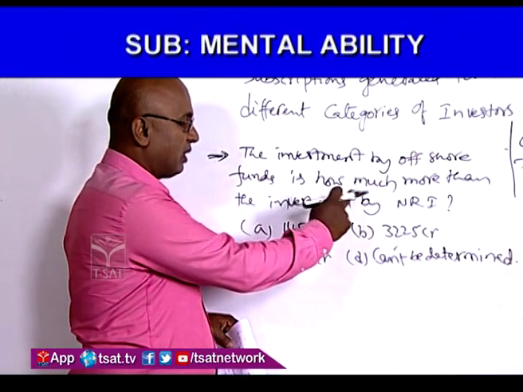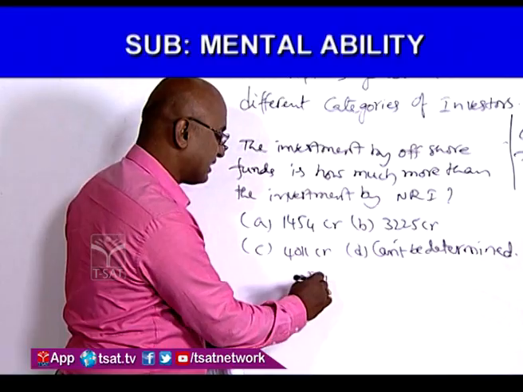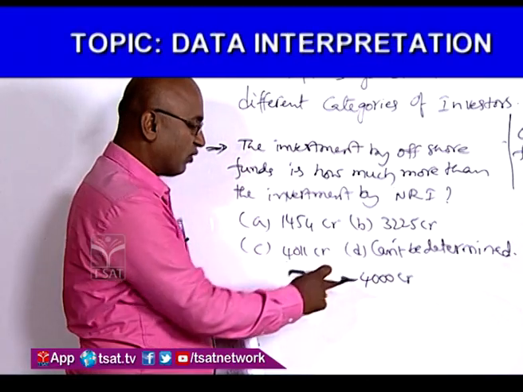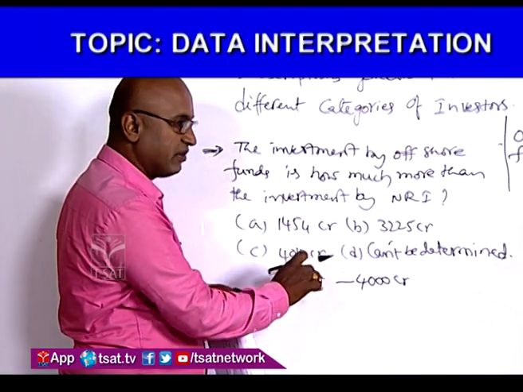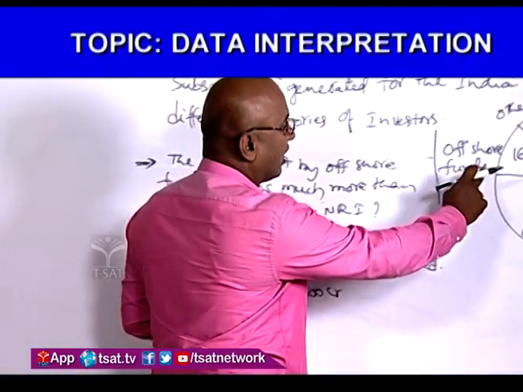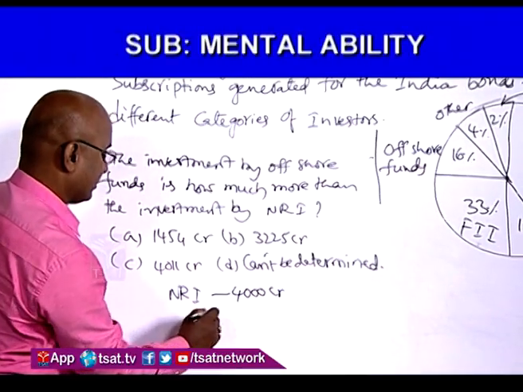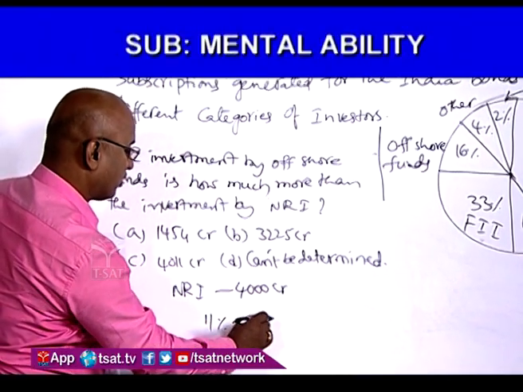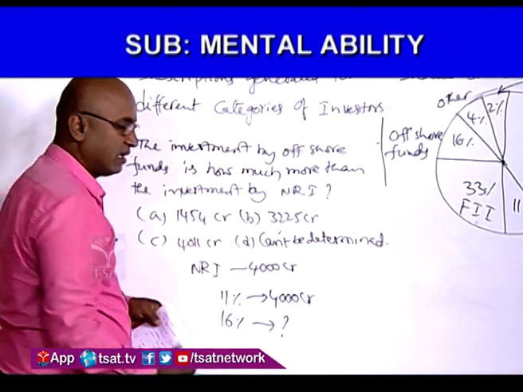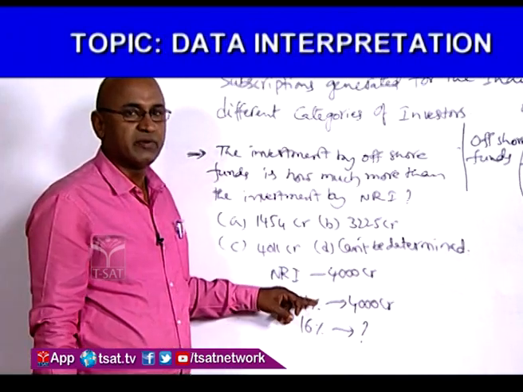In the previous problem, NRI's investment is given as 4,000 crores rupees. If we consider that 4,000 crores rupees, then the answer will be like this. What is the investment by offshore funds? Offshore funds is equal to 16%. So if 11% is equal to 4,000 crores, then 16% is how much? If you do the problem like this, it will give you the wrong answer.